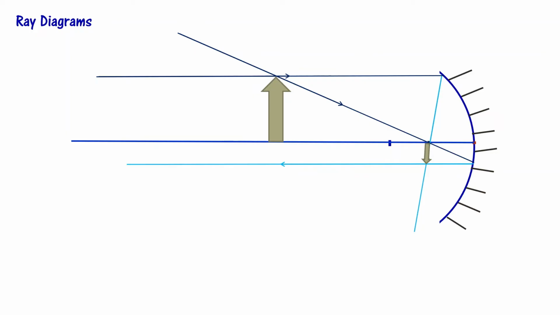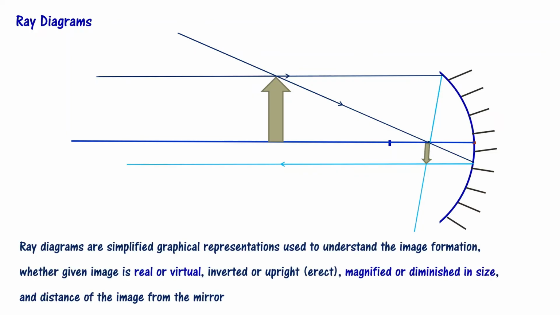Now you see, when we started with ray diagrams, we said that they are simplified graphical representations used to understand image formation, whether the given image is real or virtual, inverted or upright, magnified or diminished in size, and distance of the image from the mirror. ఇవన్నీ తెలుసుకోవడానికి రే డయాగ్రామ్స్ ఉపయోగపడతాయని చెప్పాము, రైట్? You have seen all this, right?